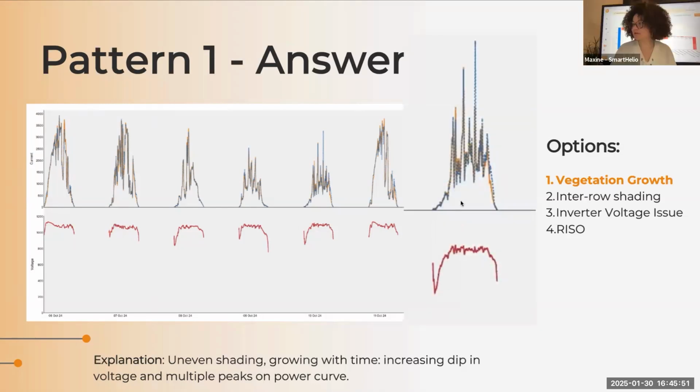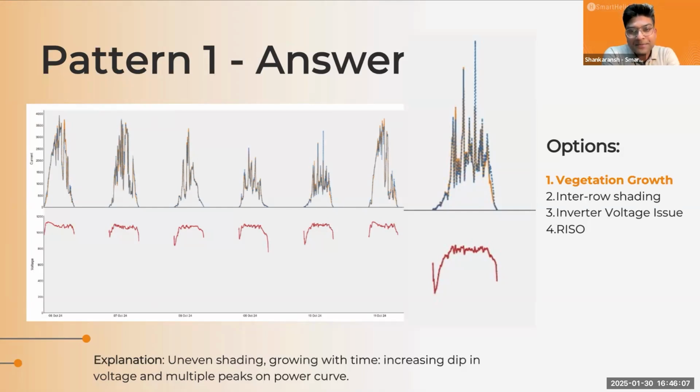So we can actually see it also here in the zoomed-in picture. Yeah, that's what you're saying: look at the beginning of the curve. Multiple spikes while the voltage is low, and this would happen when there is uneven shading on the inverters.